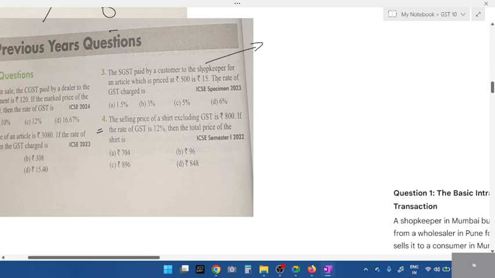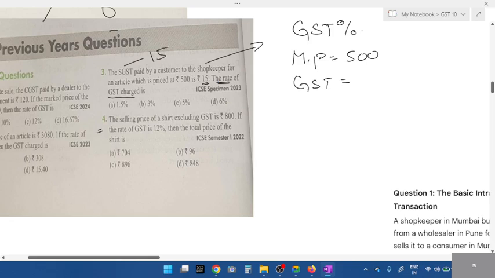What is SGST paid by the customer? 15 or 500? What is SGST? 15. And what do we need to find here? Rate. What do you mean by rate? Very good. Rate percentage. If SGST is 15, what about GST value? I'll take mark price 500. What will be GST in rupees? Very good. Double it. If SGST is 15, what about CGST, students? CGST also will be 15. What is GST? SGST plus CGST. 15 plus 15, 30. If you want to find percentage, how do you find percentage?